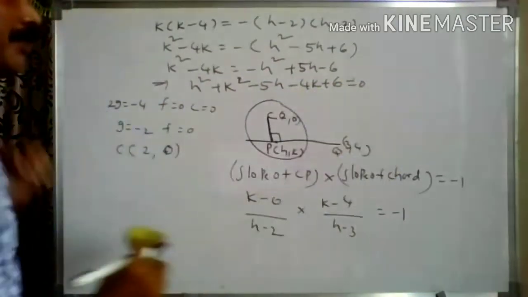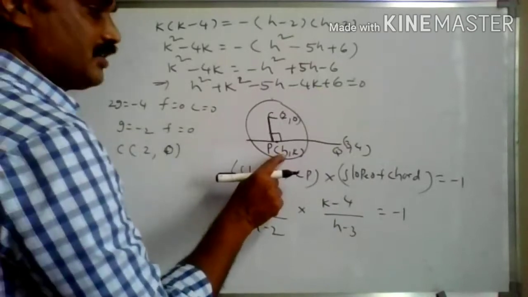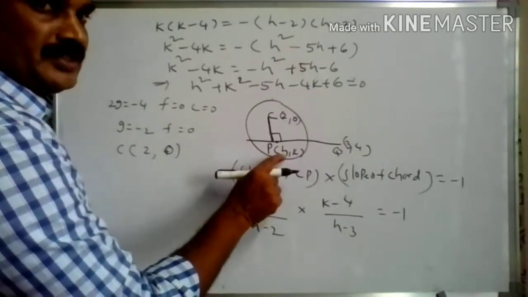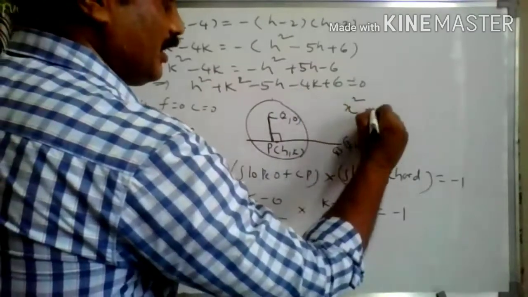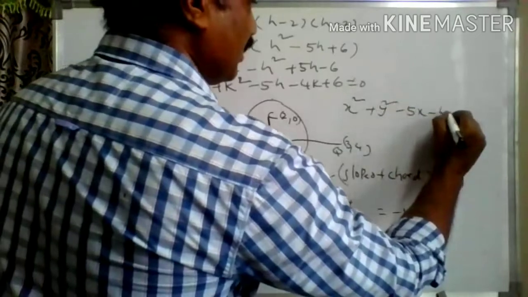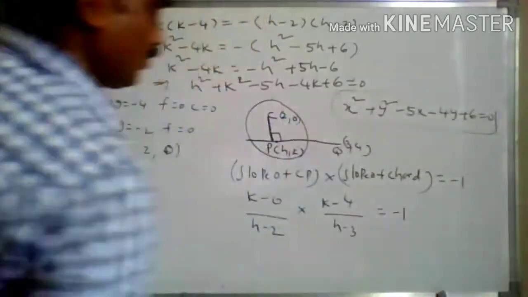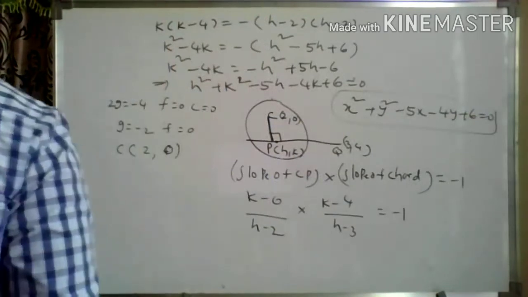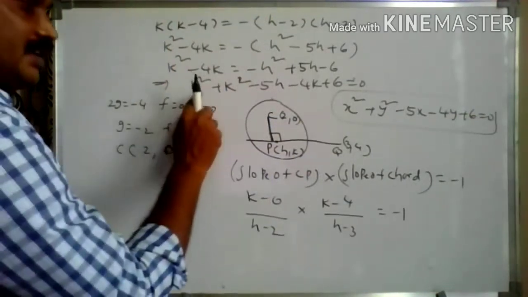Students, this is the locus of the midpoint of the chord. The midpoint of the chord is (h, k), so for the locus of (h, k) replace h by x and k by y. The locus is x² + y² − 5x − 4y + 6 = 0.